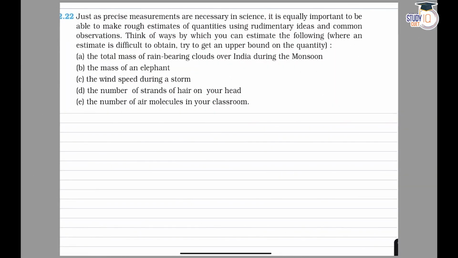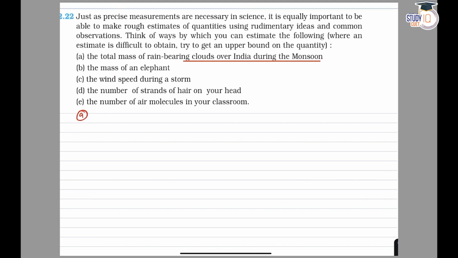Physics NCERT, second chapter, which is Units and Measurement, question number 2.22. In this, we have to define the various parts by making some assumptions. So in the first part, we are supposed to find out the total mass of rain-bearing clouds over India during the monsoon. So, moving to the first part.